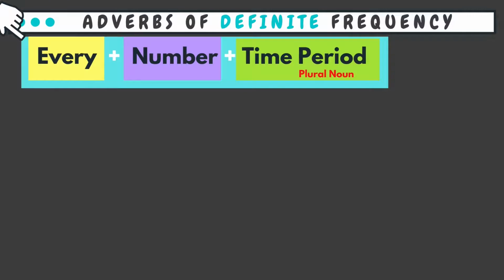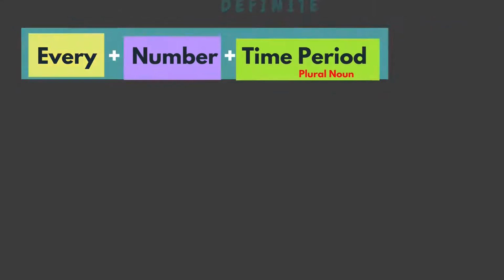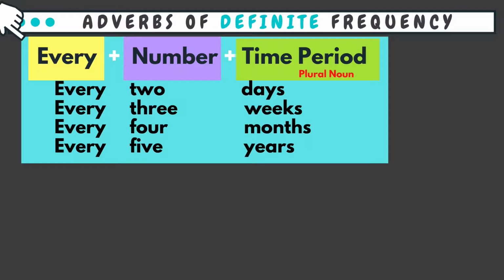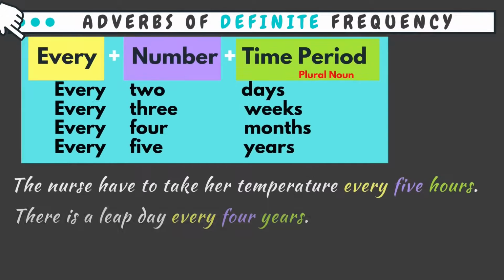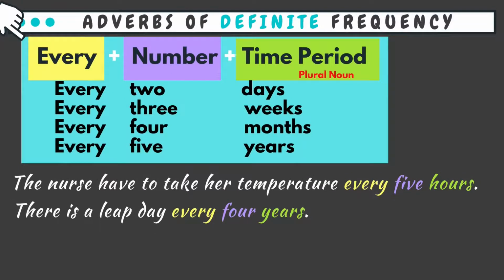Another possibility is using every plus number plus a time period. Be careful. This time, here we use a plural noun. Every 2 days, every 3 weeks, every 4 months, every 5 years. Let's see some examples. The nurse has to take her temperature every 5 hours.